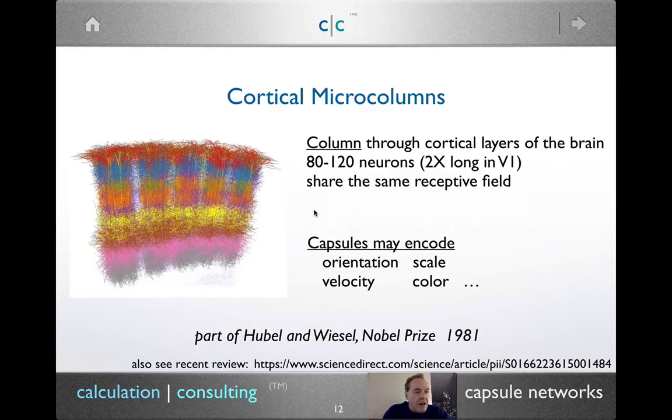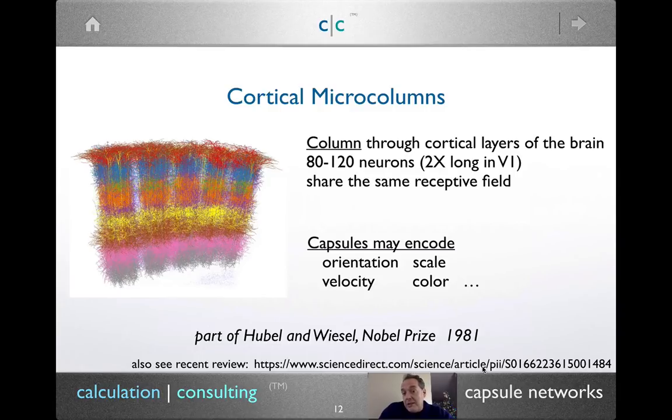And again, we've known about this for a long time. I've put a review article here from Science that discusses our current knowledge of cortical microcolumns. This was part of the Nobel Prize for Hubel and Wiesel. We've known about this forever. But Hinton has an interesting hypothesis. These capsules could encode gross level features like orientation, scale, color, velocity, the kind of features you might see in a traditional object detection system like SIFT features. He thinks maybe these capsules are encoding them.